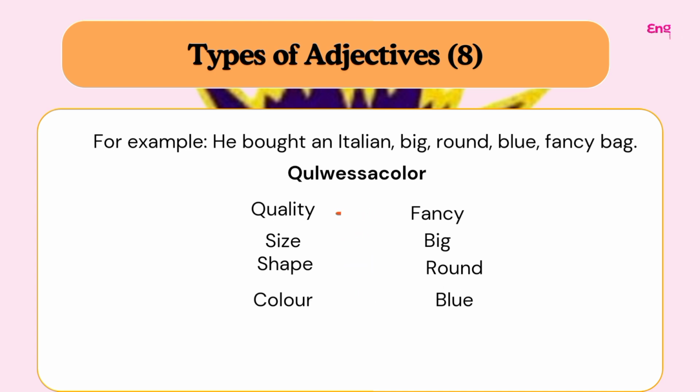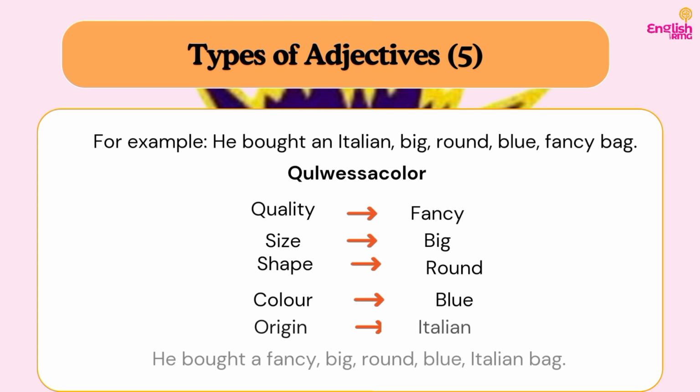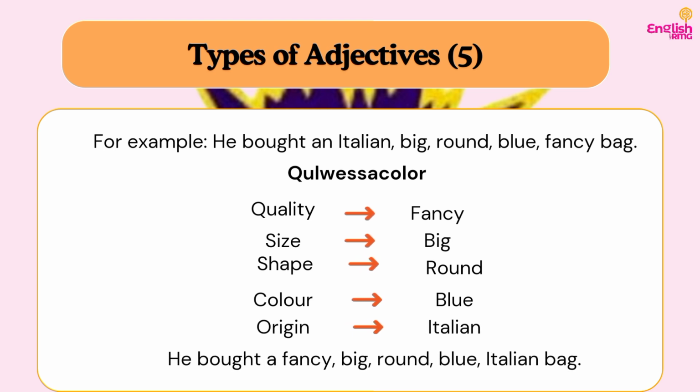Blue. So the last thing on the list is what? Origin. So are we told about the origin? Yes, we're told that it is what? An Italian bag. So this is how to use your cool weather color to bring out the order. So the sentence will read, he bought a fancy big round blue Italian bag. Do you understand? So I hope you are getting how to use the cool weather color rule now to arrange your adjectives in the right order.